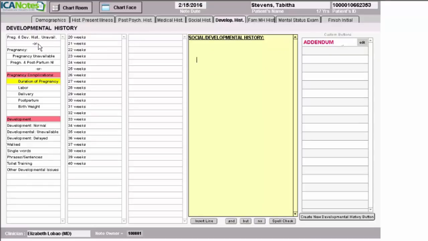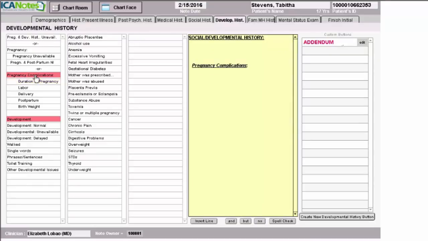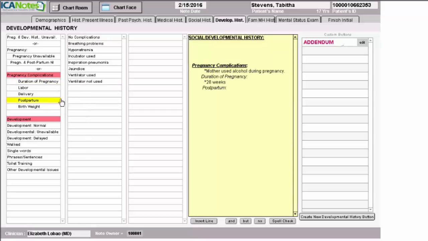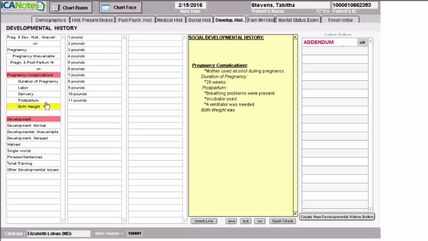Under developmental history, we're going to come down here and look at pregnancy complications. I'm going to say that mom used alcohol during the pregnancy. The duration of the pregnancy was short. It was only 28 weeks. And her postpartum period, this child had breathing problems, an incubator was used, and she was put on a ventilator. Her birth weight was low. It was 3 pounds, 5 ounces.